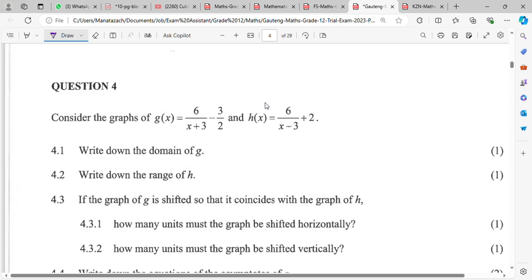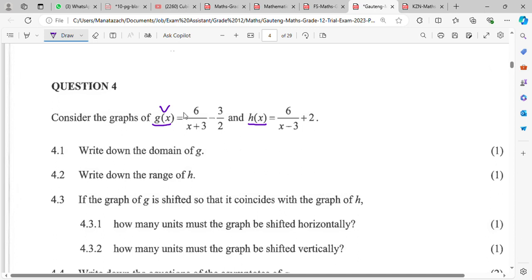Today we'll be doing functions, particularly looking at the hyperbola function in detail for grade 12. So let's get on with it. The question says, consider the two graphs of g of x and h of x. The first question goes as, write down the domain of g.